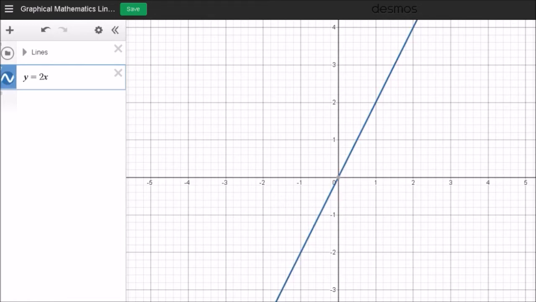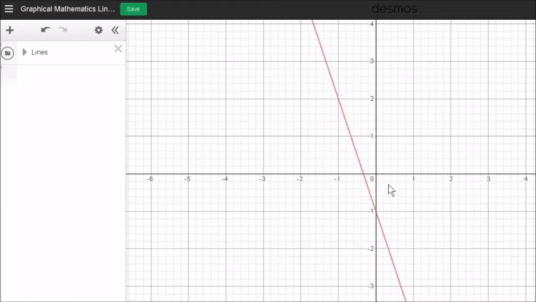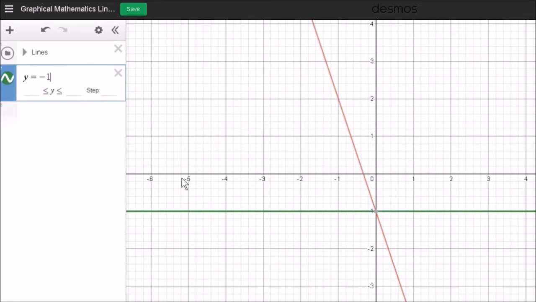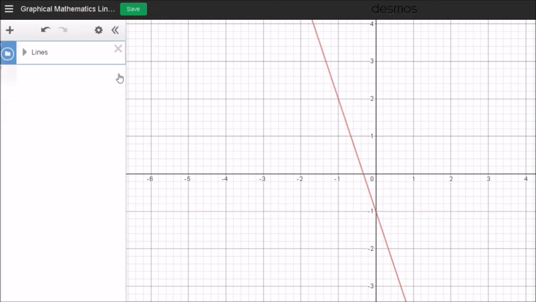So let's look at another one. Where does this line cut the y-axis? Well, it cuts the y-axis at minus 1. So the first guess for our line is y equals minus 1. This line passes through this point minus 1, but you can see the green line doesn't have the correct gradient, so we have to work out what the gradient of the red line is.